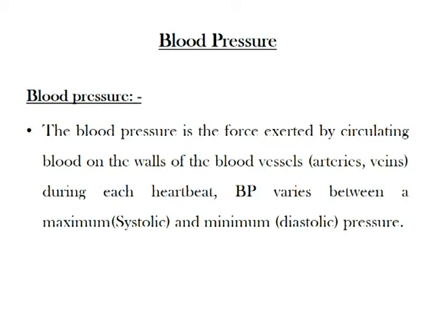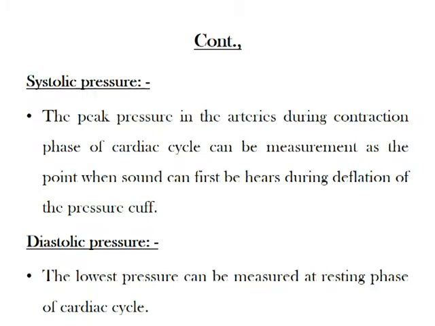Blood pressure. Blood pressure is the force exerted by circulating blood on the walls of the blood vessels, arteries and veins during each heartbeat. Blood pressure varies between a maximum systolic and minimum diastolic pressure. Systolic pressure, the peak pressure in the arteries during the contraction phase of the cardiac cycle, can be measured as the point when sound can first be heard during deflation of the pressure cuff.